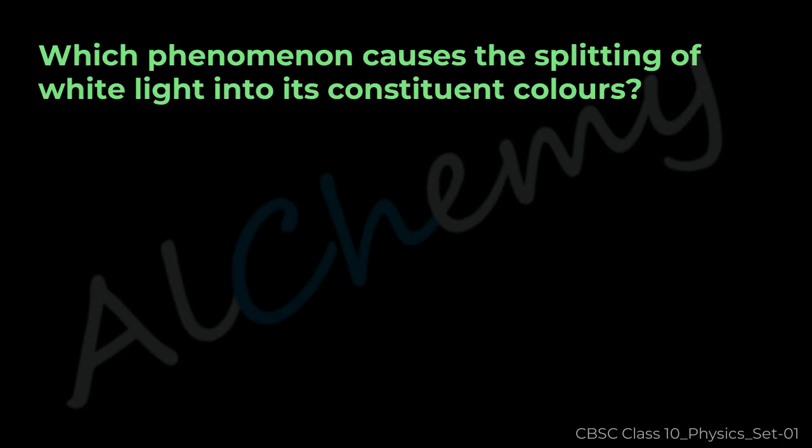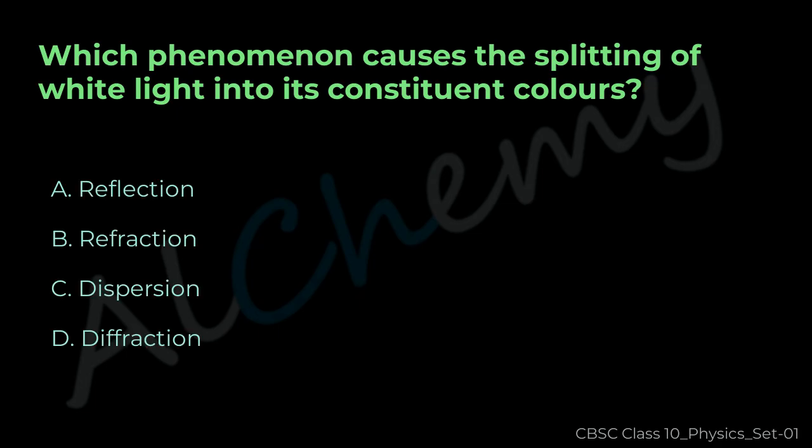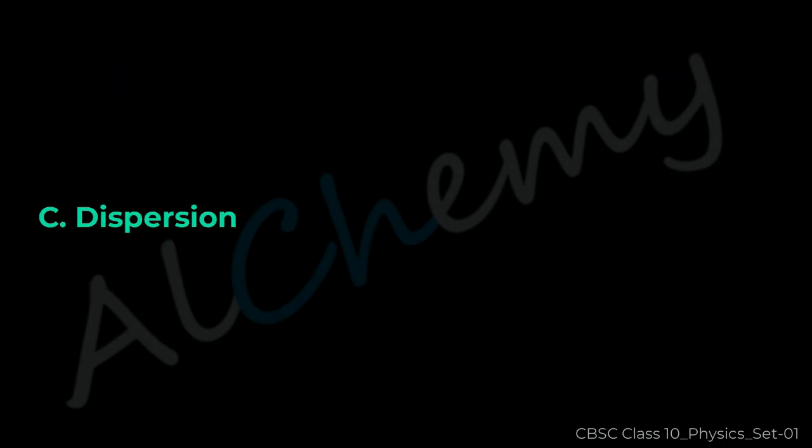Zero. Question 8. Which phenomenon causes the splitting of white light into its constituent colors? A. Reflection. B. Refraction. C. Dispersion. D. Diffraction. The correct answer is C.